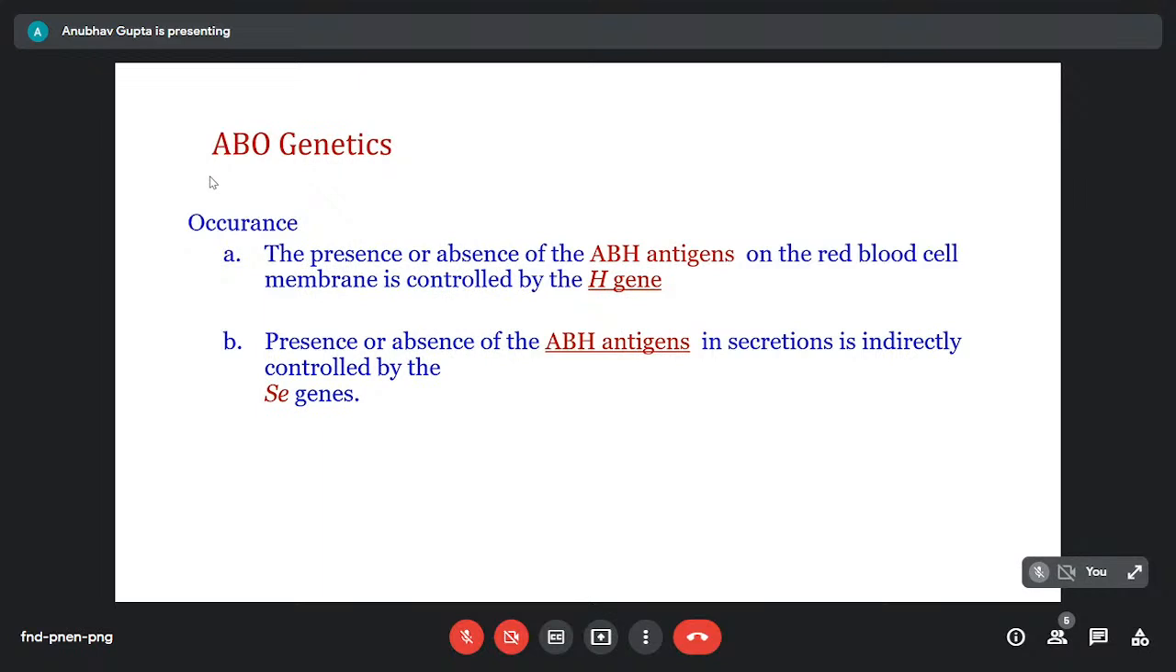the enzymes which were coded by the A gene will not act. But if we are having it, and correspondingly, if the SE gene is absent, then we may say that patient or that individual is a non-secretor or secretor. So basically the H gene is coding for the red cells and the SE gene is coding for the secretions.